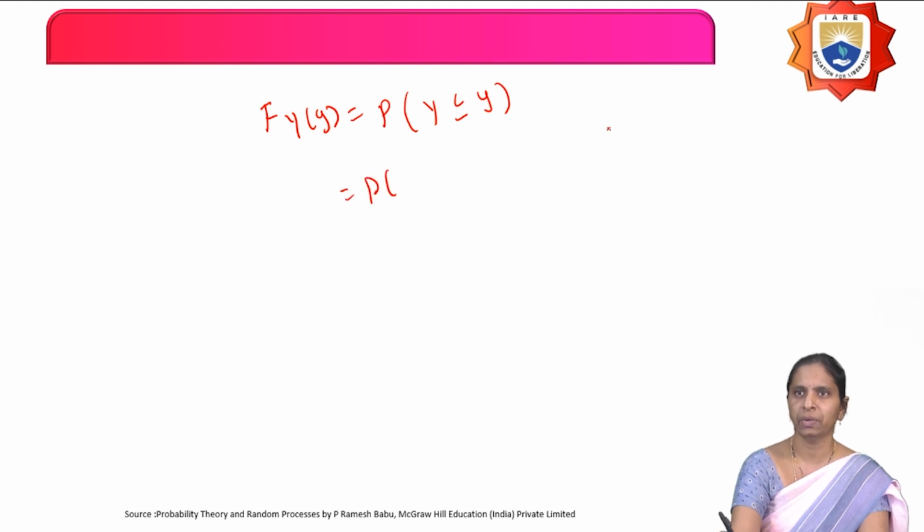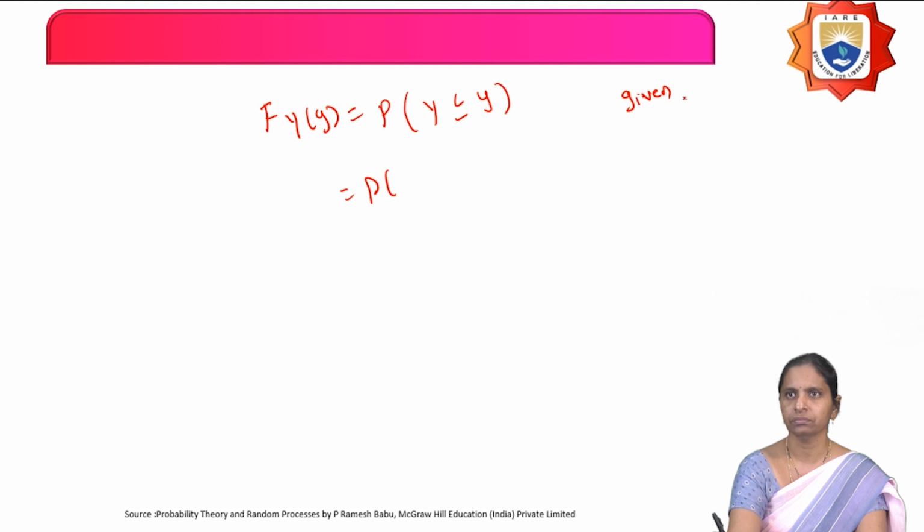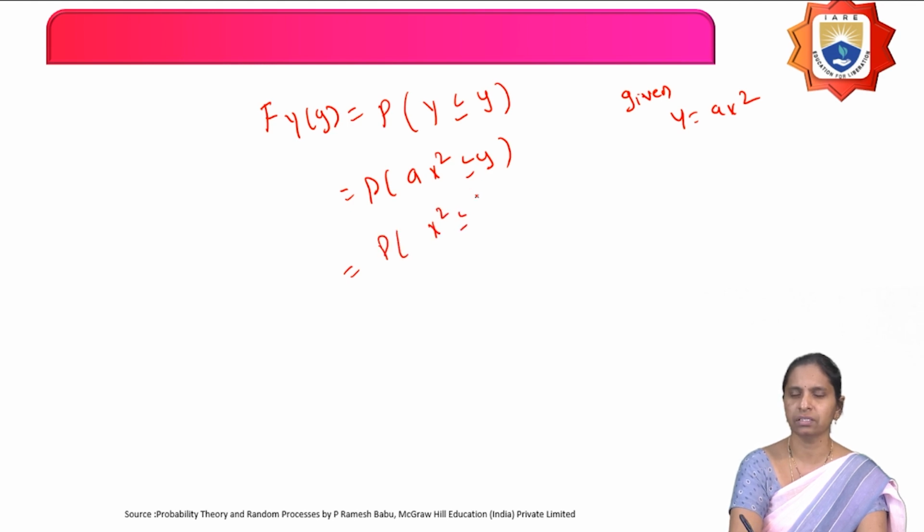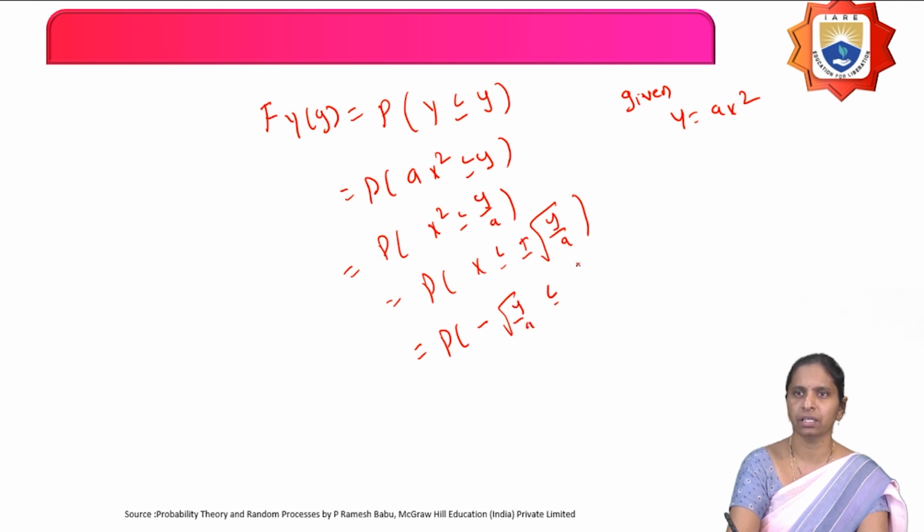Now, P of, but they have given y equals a into x square. Therefore, P of a into x square less than or equal to y. That implies P of x square less than or equal to y by a. That implies P of x is less than or equal to plus or minus square root of y by a. That is nothing but P of minus square root of y by a less than or equal to x less than or equal to square root of y by a.